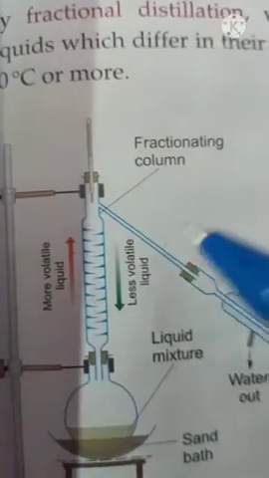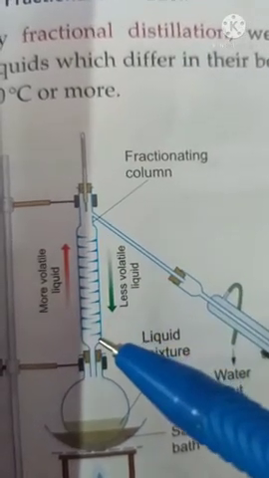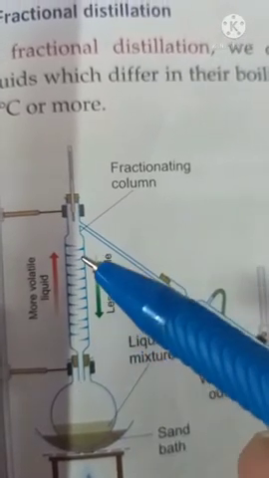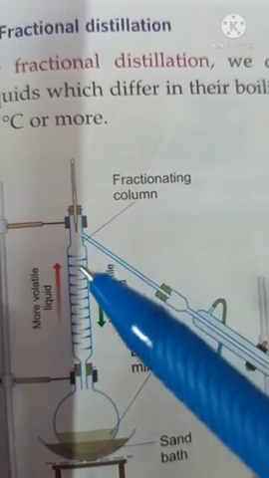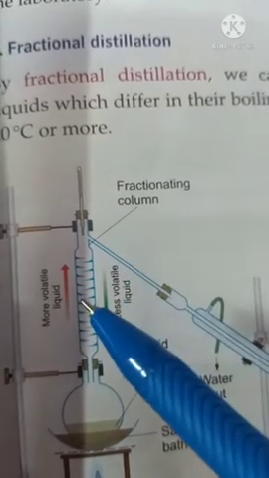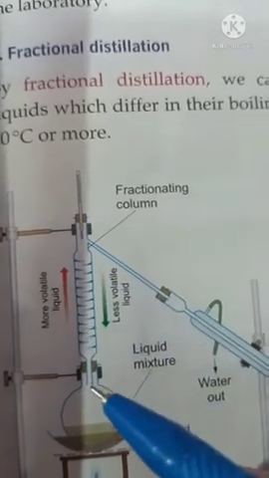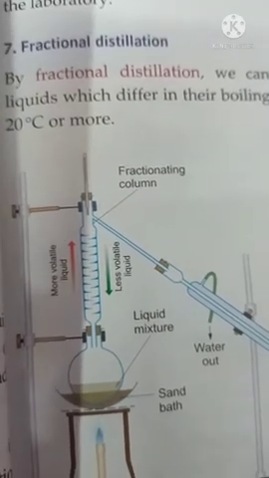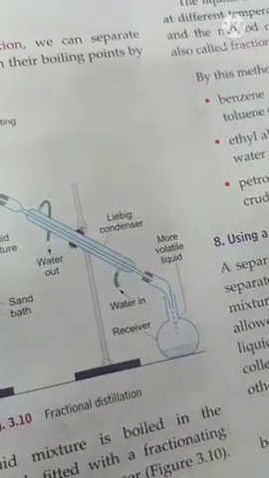Now here we have taken one tube, this is called a fractionating column. Vapors of the liquid with higher boiling point will go into this fractionating column along with vapors of the low boiling point liquid. Vapors of the liquid with low boiling point will go through this tube and be condensed, while vapors of the liquid with higher boiling point will condense and trickle back into this flask. In this way we will get the liquid with higher boiling point in this flask, and the liquid with low boiling point in this receiver.